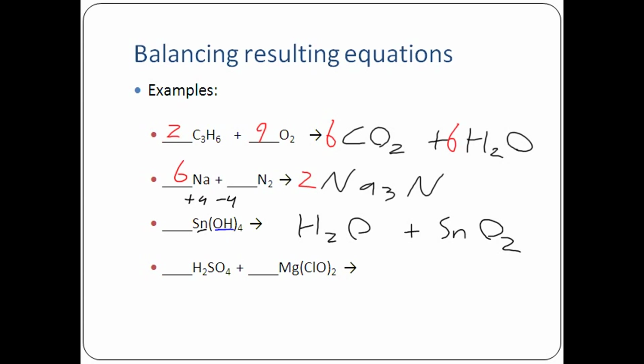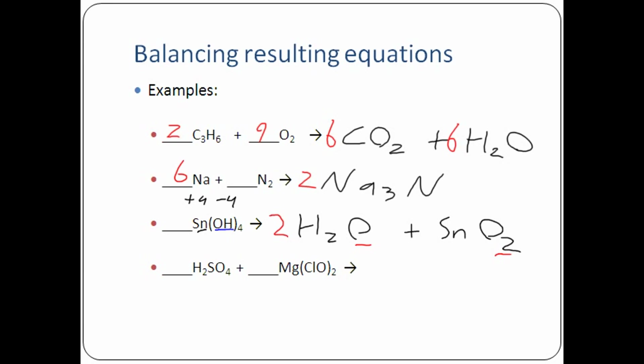And now to balance the rest of it, we're going to make sure we look and we have 1 tin on the left and 1 tin on the right. We have 4 oxygens on the left, and right now we only have 3 on the right. That one's a little bit difficult to balance though because we have oxygens in 2 different places. So let's look at the hydrogen first. We have on the left 4 hydrogens, and we have 2 on the right. So we can put a 2 right here.